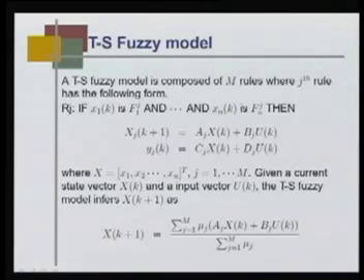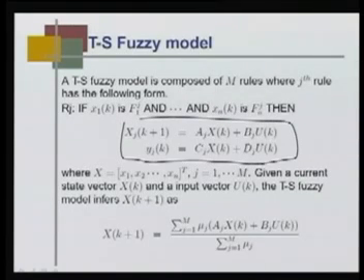A TS fuzzy model is composed of m rules, where the jth rule has the following form, R j: if x1(k) is F1j and x2(k) is F2j, until xn(k) is Fnj, then that means in the jth fuzzy zone, the system is represented by a linear system.